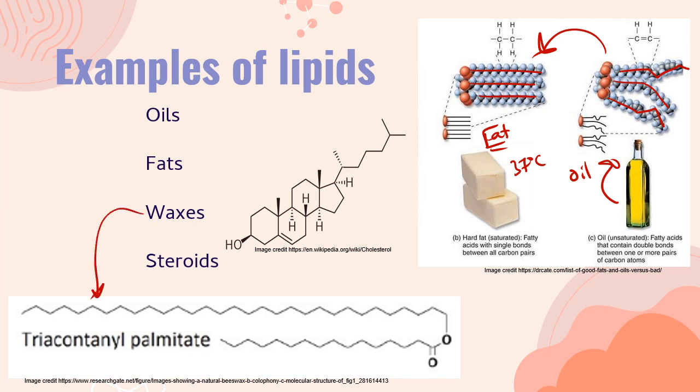Waxes have even higher melting points. They will stay solid at room temperature, and they also stay solid at body temperature. So their melting points are going to be even higher than 37 Celsius. And last up, we're going to look at steroids. Steroids, like cholesterol, are going to have this 4-ring structure, and then most of them have some kind of tail as well.